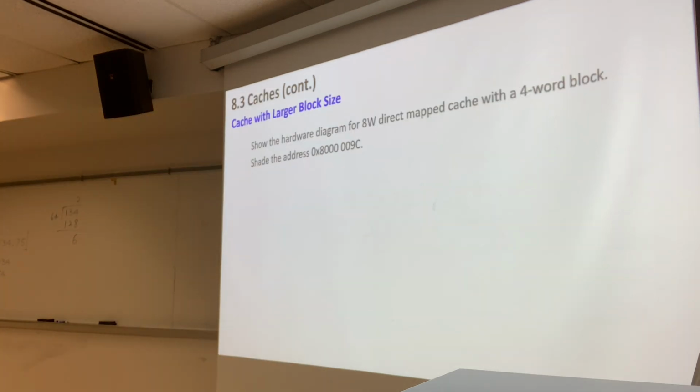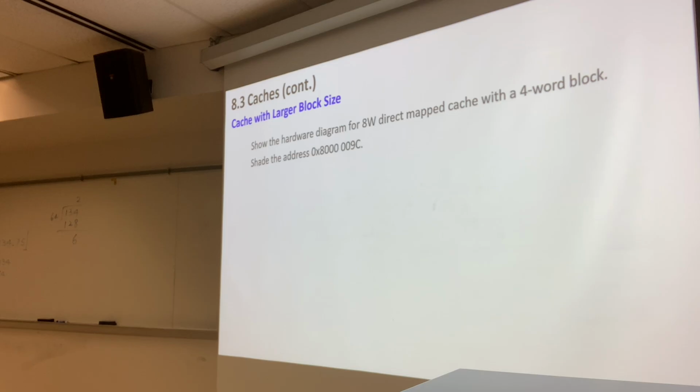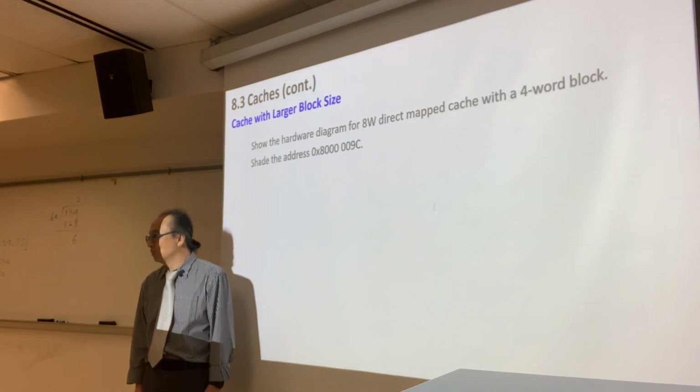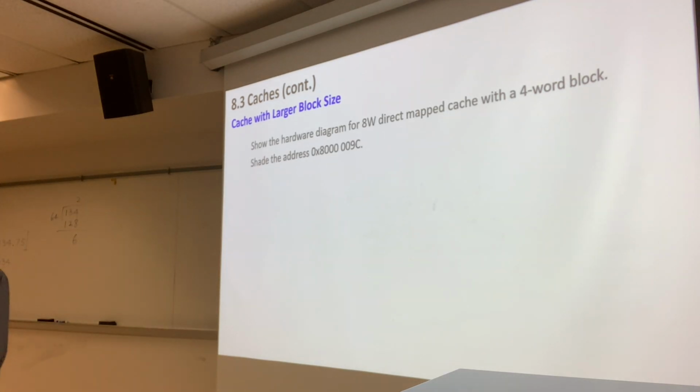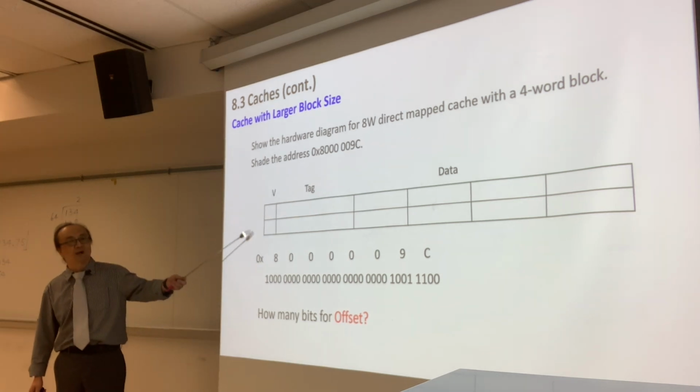Next, show the hardware diagram for an 8-word direct-mapped cache with a 4-word block. The address is 0x8000009C, meaning just find the location of this address. How many blocks in this example? What's the size of the cache? 8 words. The size of the block is 4 words. How many blocks? 2, exactly, 8 divided by 4. So it looks like this, 2 blocks. So the index is 0 and 1, that's all.